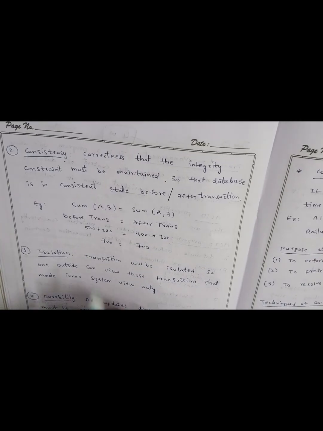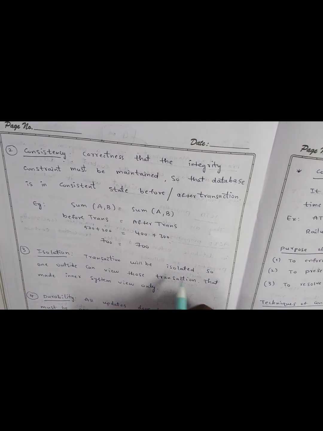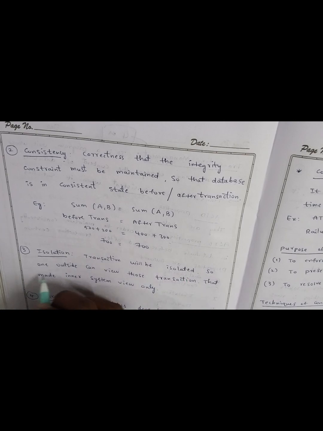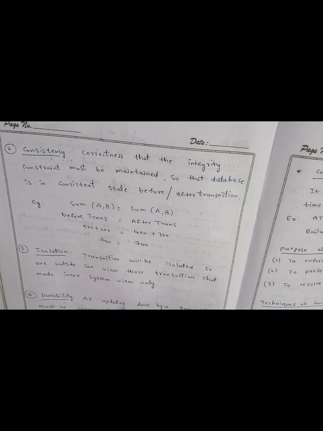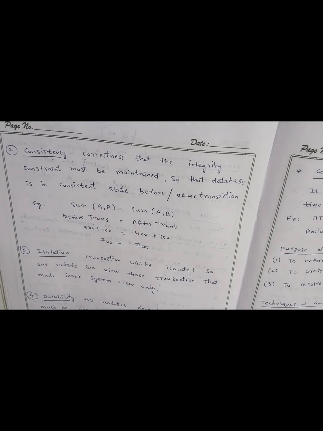Next is isolation. Isolation means the transaction will be isolated, so that no one outside can view the transactions, and they are visible in the system view only. Others cannot see the transaction, only the system can view it. This is known as isolation.